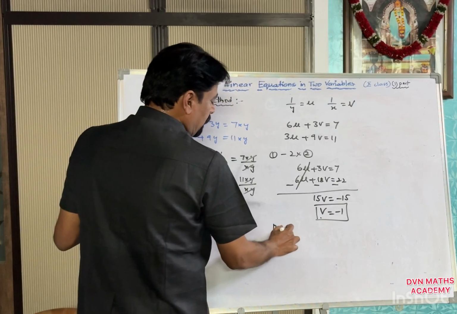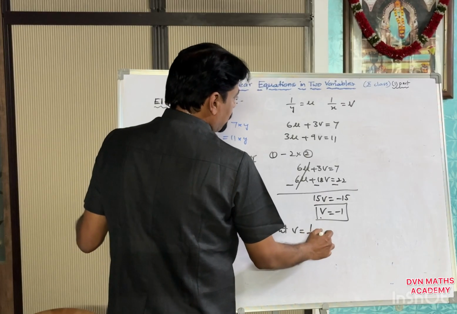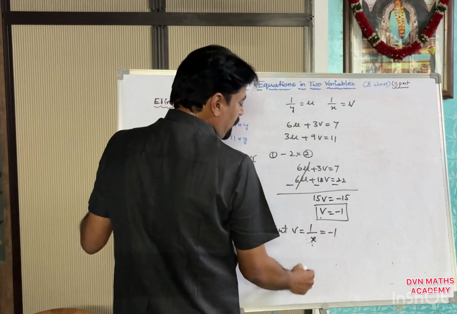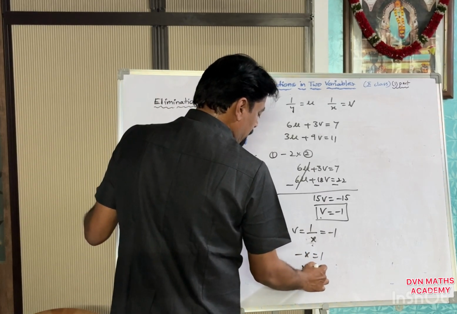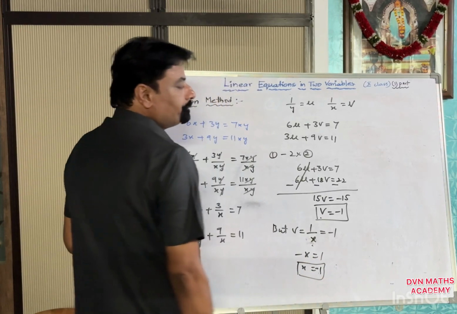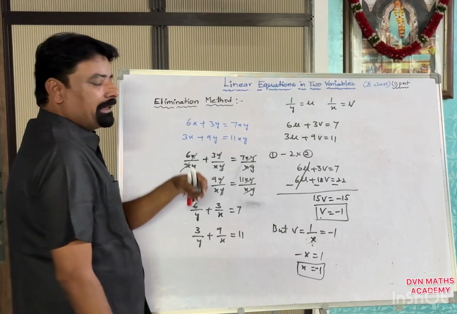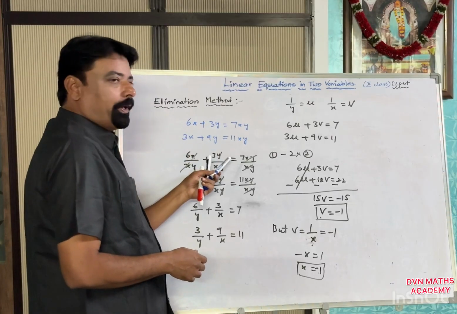But we said v is equal to 1 by x, and I got v as minus 1. So 1 by x is equal to minus 1, or x is equal to minus 1. So I got the x value as minus 1. If you put that x value in any equation, you will get the value of y. So this is also a very interesting, very important pattern.